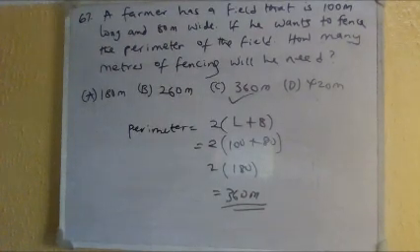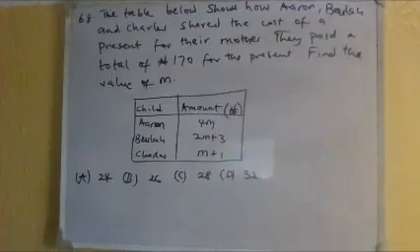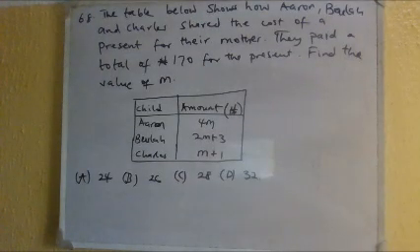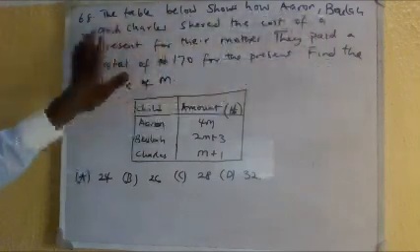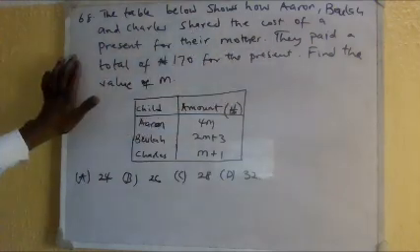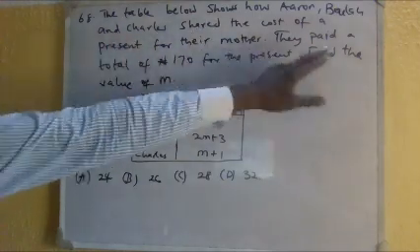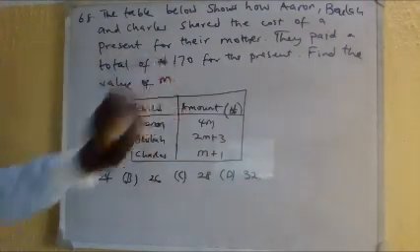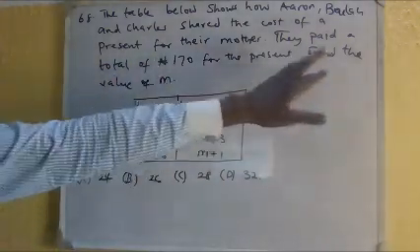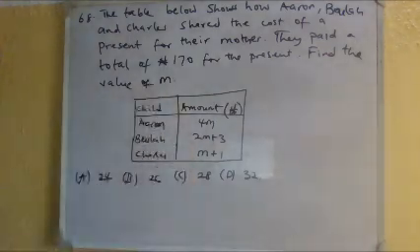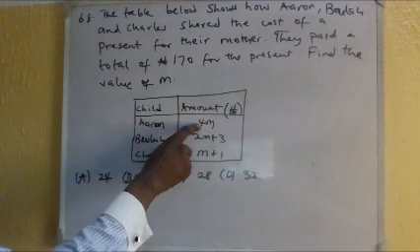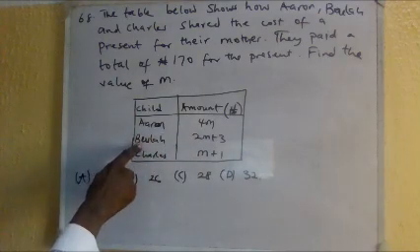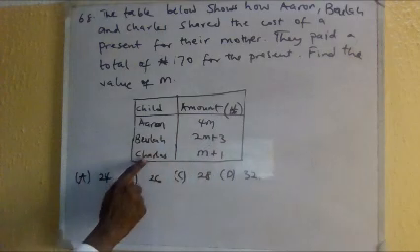Okay, so question 68 says the table below shows how Aaron, Beulah, and Charles shared the cost of presents for their mother. They paid a total amount of 170 naira for the present. Find the value of M. So this is the amount that Aaron spent, 4M. Beulah spent 2M plus 3, and Charles spent M plus 1. Everything together here is 170.